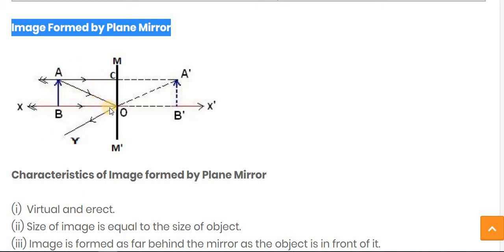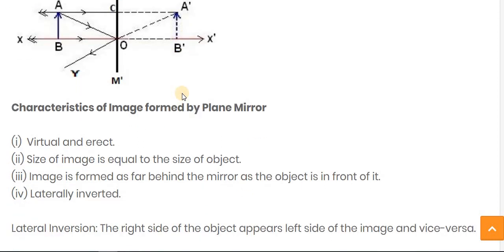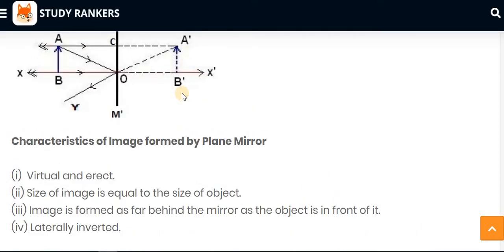The rays do not actually meet, but if we trace the lines back, then both the rays meet. Otherwise, one ray is coming from this side, another ray goes to this side, so they will never meet at one point. So we have to draw the imaginary line and we get the image over here. So let's see the characteristics of the image which is formed by the plane mirror.